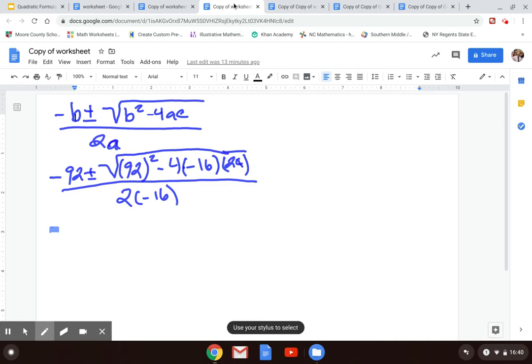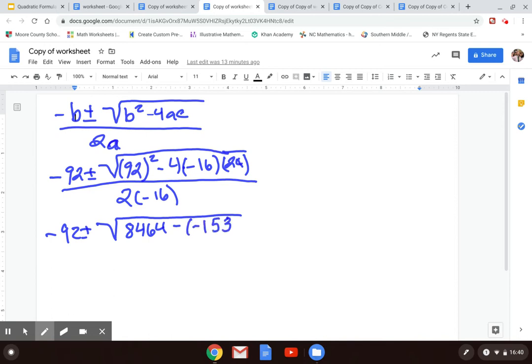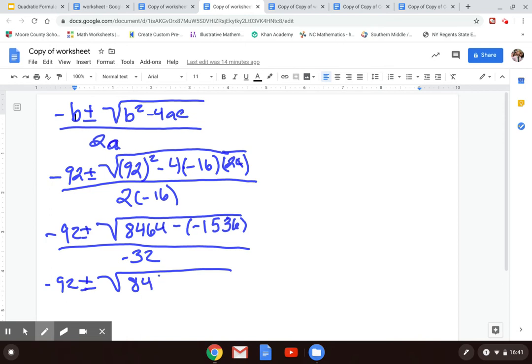So as I begin to work this out, I come up with a negative 92 plus or minus. So I do what's in my radical first. So 92 squared becomes 8,464. Then when I do 4 times a negative 16 times 24, that comes out to minus a negative 1,536. And then all of that's going to be divided by a negative 32. Now we know that two negatives make a positive, so this actually becomes a negative 92 plus or minus the square root of 8,464 plus 1,536. All of that divided by a negative 32.